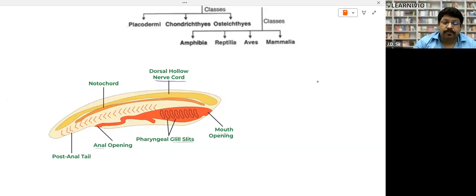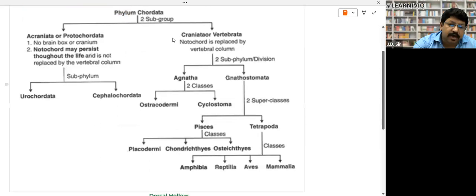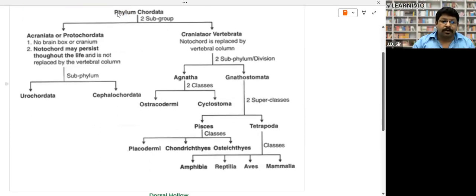So on the basis of this notochord, we have divided animals into two groups. The first group is those which we studied yesterday and the day before yesterday, up to Balanoglossus, so Hemichordata. They were all non-chordates. Non-chordates are those which do not possess a notochord. Chordates are those which possess the notochord. So now we are going to study the chordates. Further, we have divided chordates into two subgroups, right?